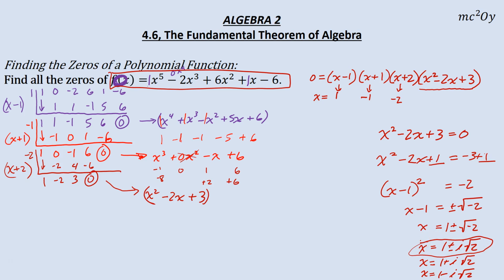All right, so for my final solution, I've got 5 of them: 1, 2, 3, 4, 5. It was a 5th degree. Final solution, x is equal to the set containing positive -1, -2, and 1 minus i root 2. Actually, 1 plus or minus i root 2.